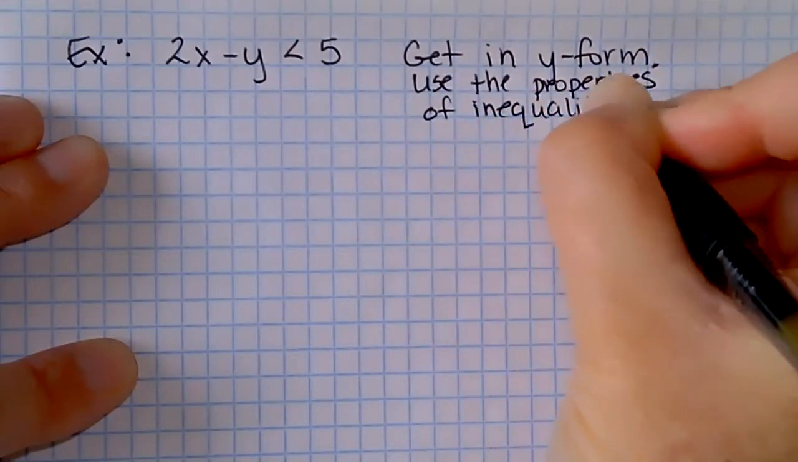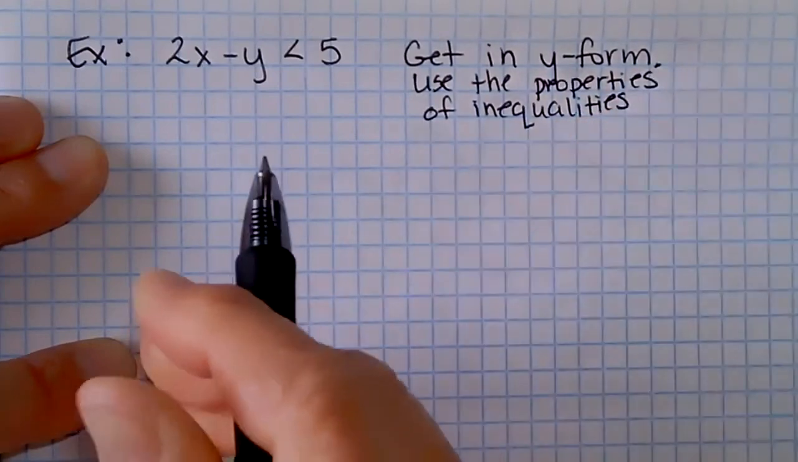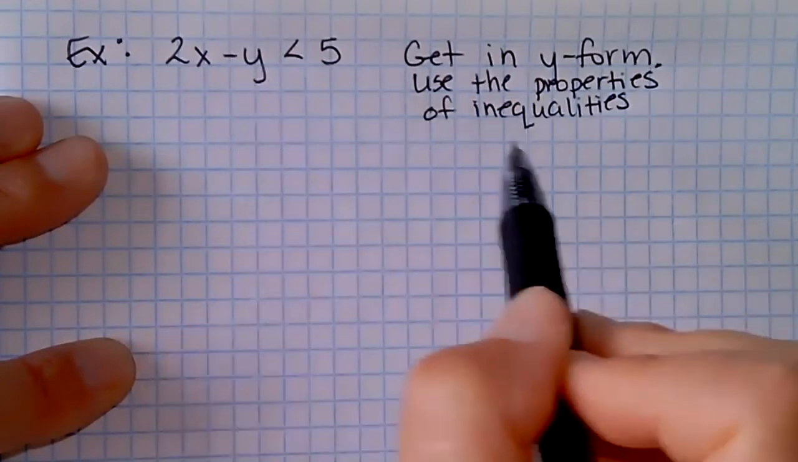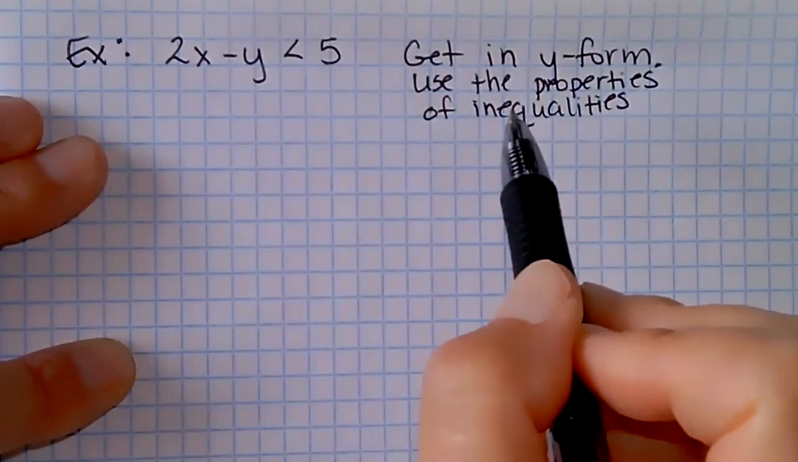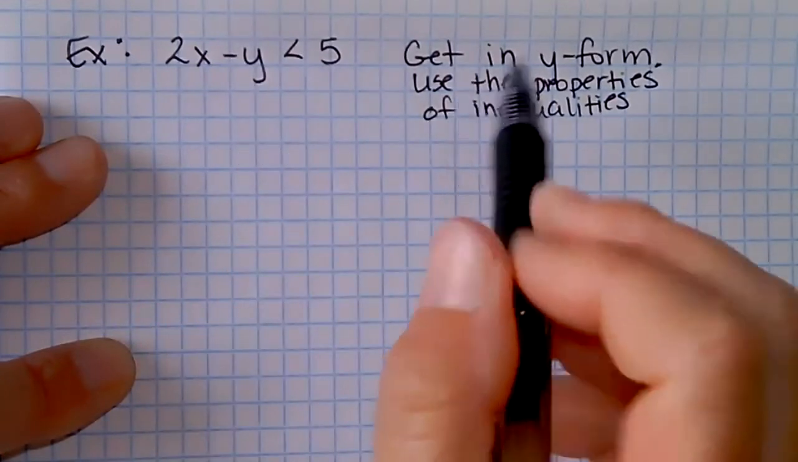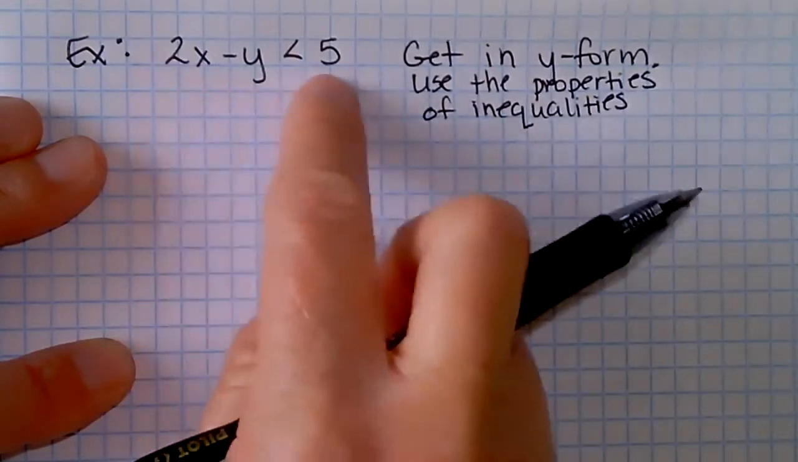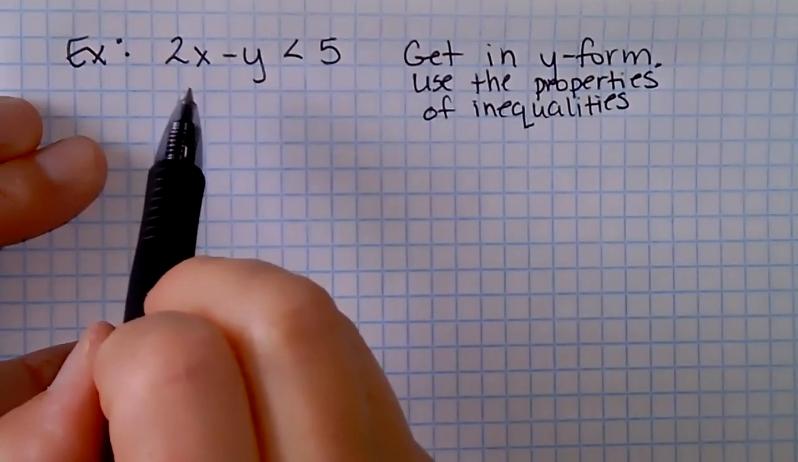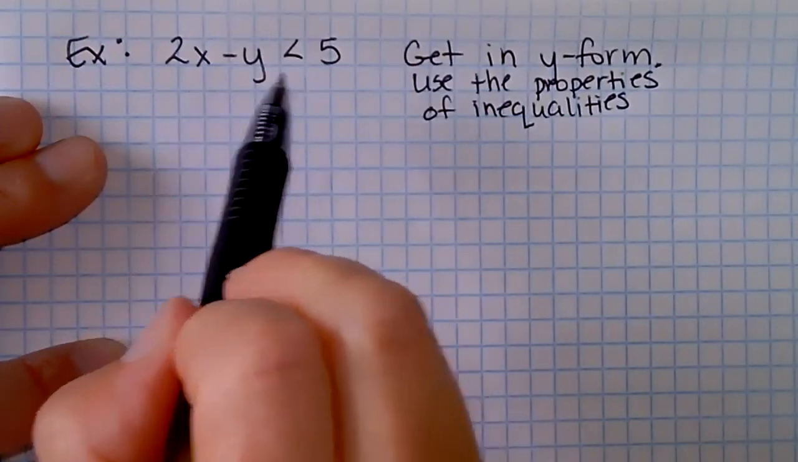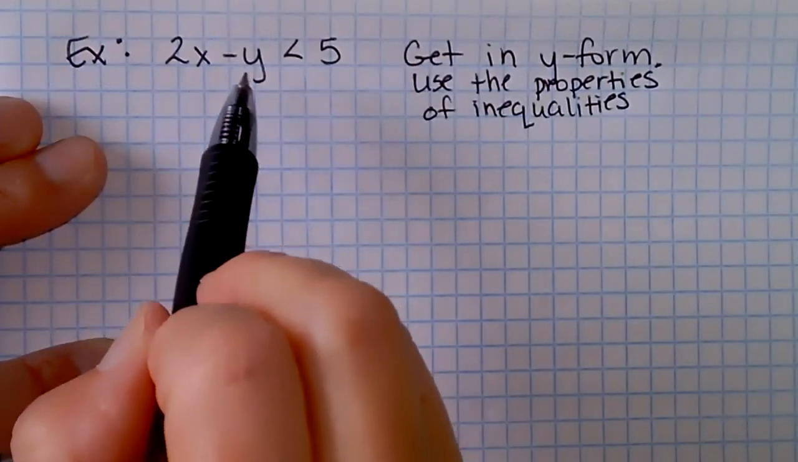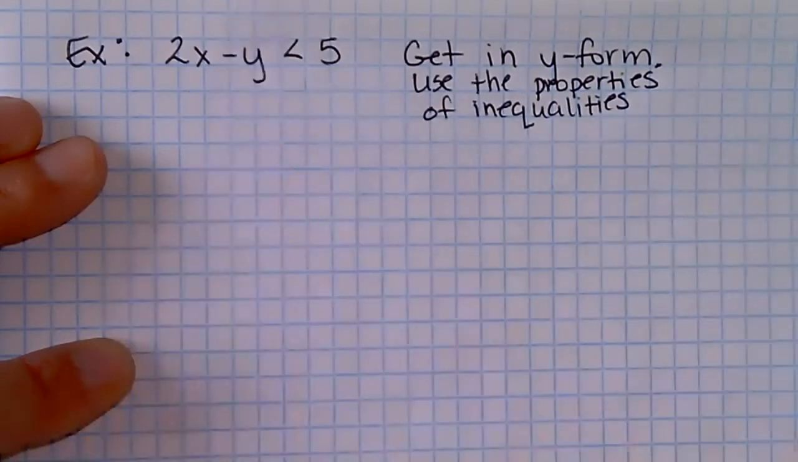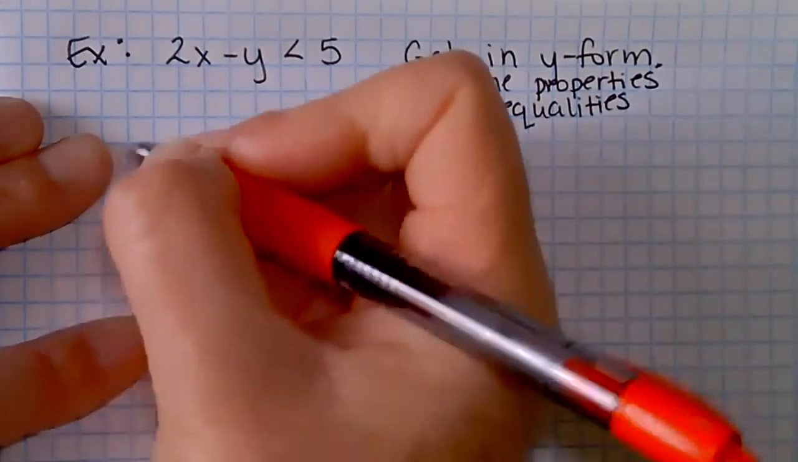So you do not want to decide if you're going to shade above or below, because as I solve this and use my properties of inequality, I might end up having to switch my inequality direction. When I add and subtract to both sides, my inequality stays. If I multiply or divide by a positive, my inequality stays. But if I multiply or divide by a negative, your inequality switches directions. So let's see what happens here.